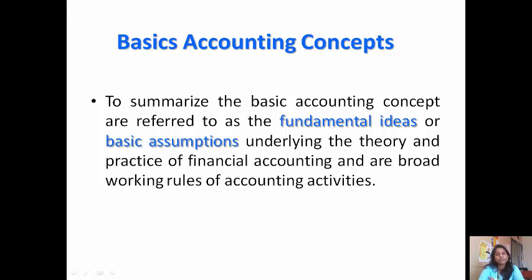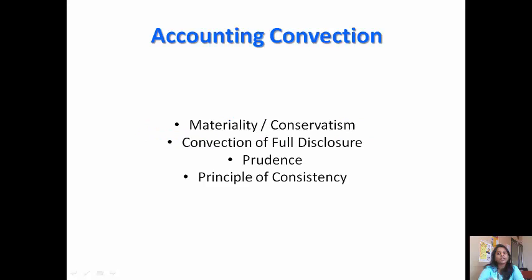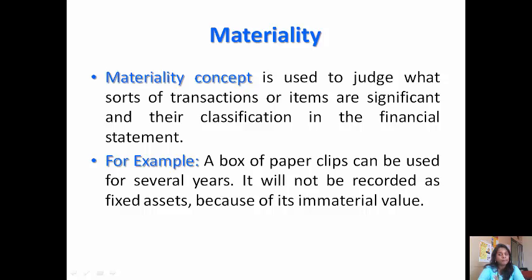Now let's go into the accounting conventions. There are 4 types: materiality and conservatism, convention of full disclosure, prudence, principles of consistency. Materiality. The materiality concept is used to judge what sort of transactions or items are significant and their classification in the financial statement. For example, a box of paper clips can be used for several years. It will not be recorded as a fixed asset because it is of immaterial value.